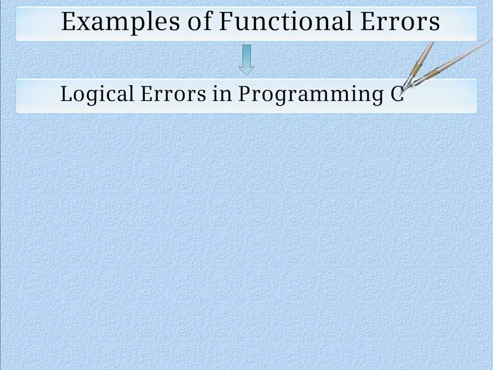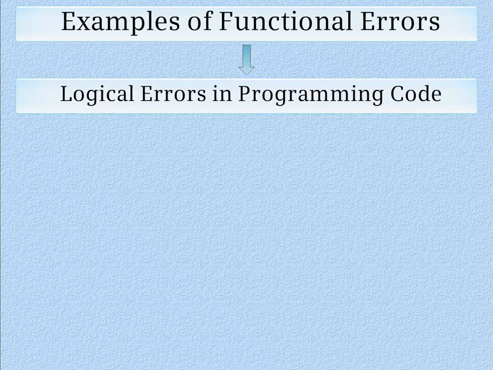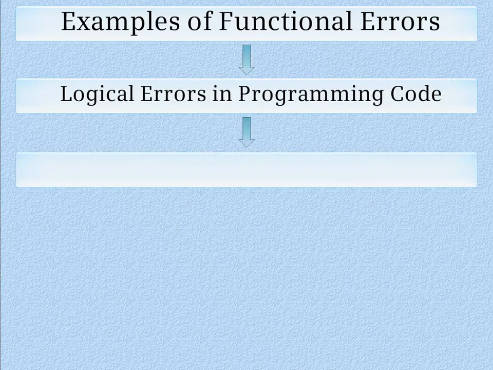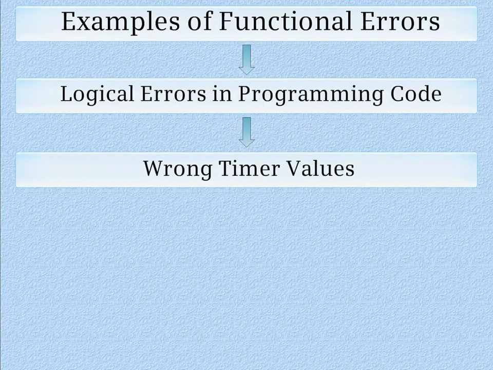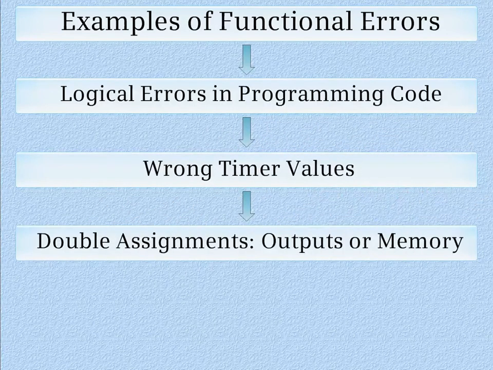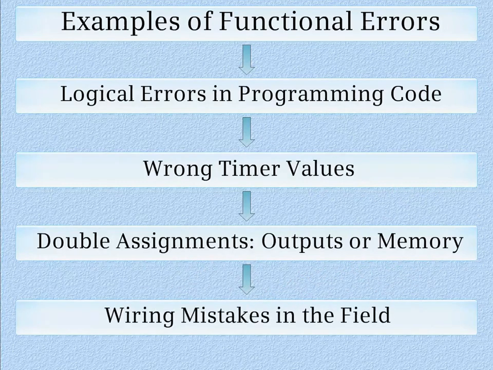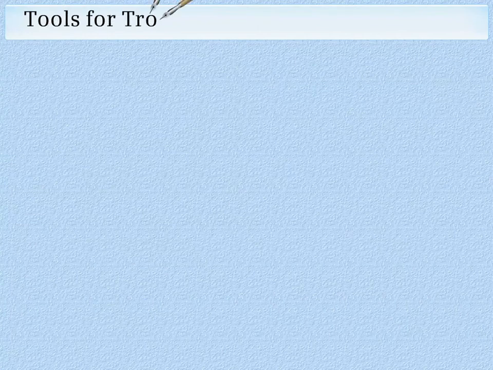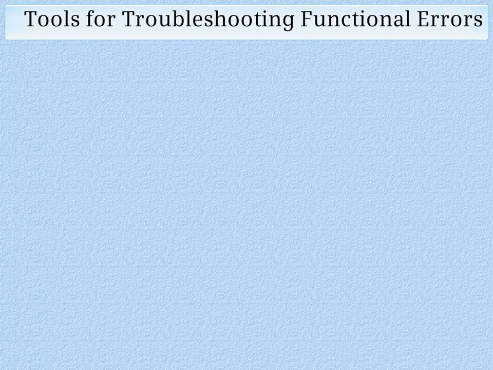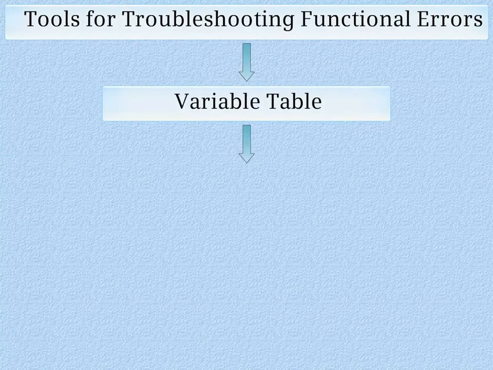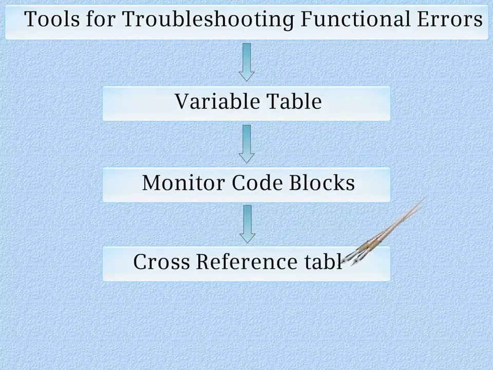Let's now talk about functional errors. Some examples of these are logical errors in the programming code. For example, using a normally open contact where a normally closed contact should have been used. Supplying the wrong value to a timer. Writing to an output or memory bit more than once, or wiring mistakes that were made in the field. All of these will cause the system to operate incorrectly, but the PLC is not able to detect the problem. Some tools used for troubleshooting functional errors are the variable table, monitoring code blocks, and the cross-reference tables.